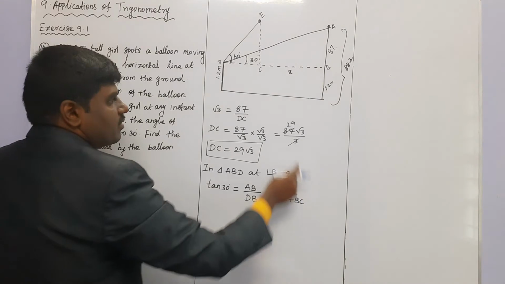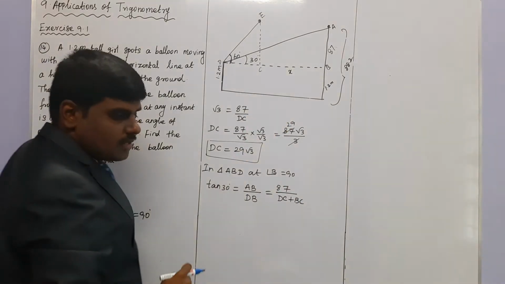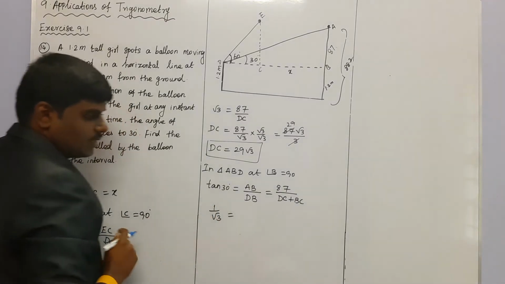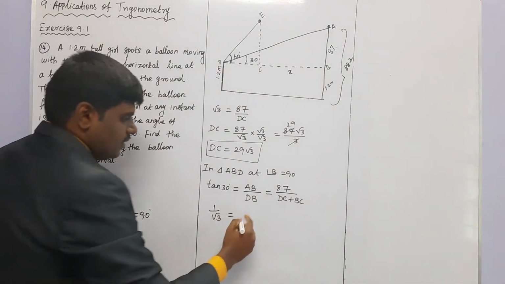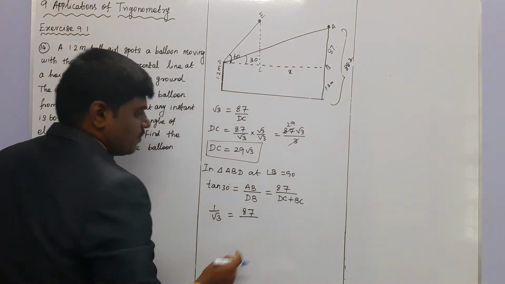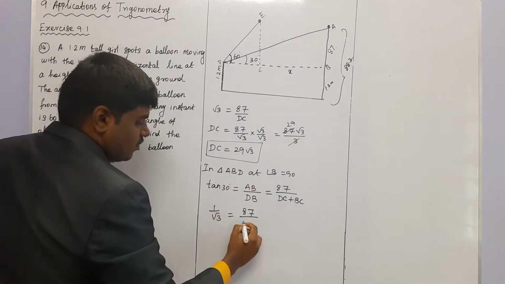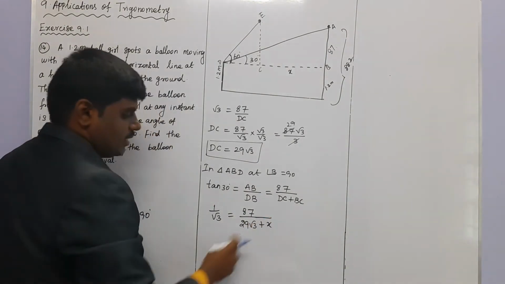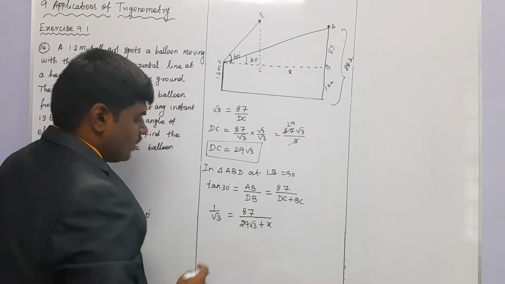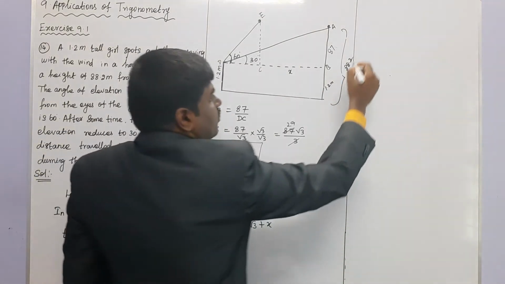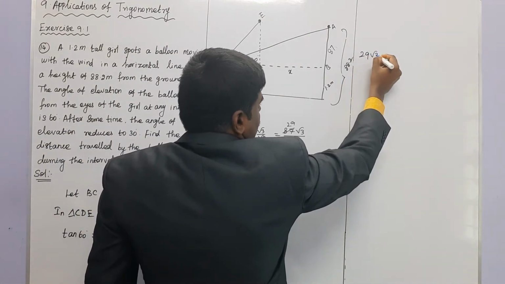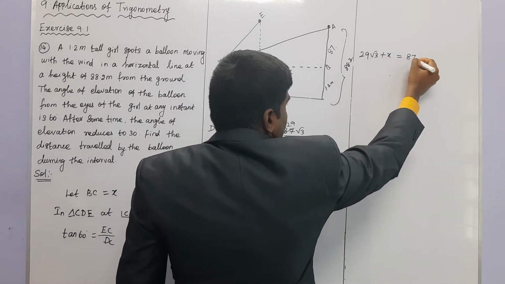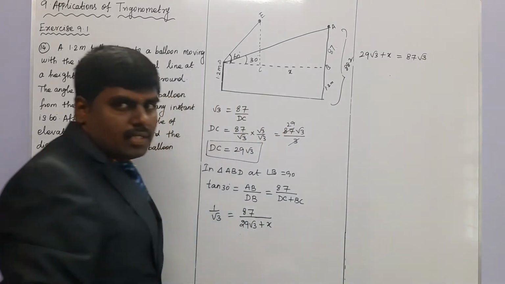So BC value, I will choose X. DC is equal to 29 root 3, and BC is X. Here tan 30 degree is equal to 1 by root 3. That's clear? Again 87 by DC. DC value is 29 root 3 plus BC is equal to X. Just we will cross multiply: 29 root 3 plus X is equal to 87 root 3.